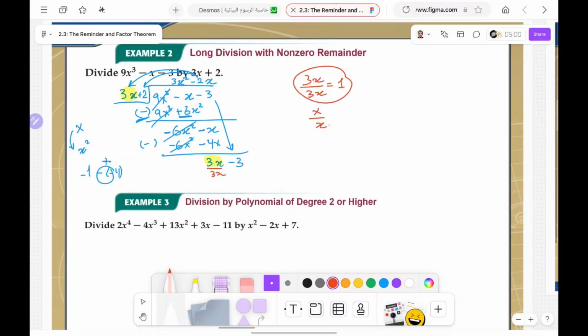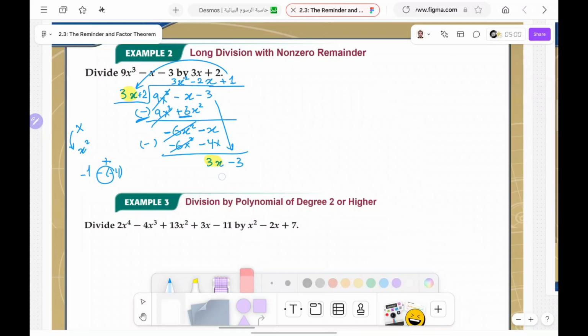Because anything divided by itself is equal to 1, now 3x divided by 3x is equal to 1. So now we write here plus 1. Then we use the distributive property as we did. So 1 times 3x is equal to 3x, it is this, 3x. Then 1 times 2 is equal to positive 2.